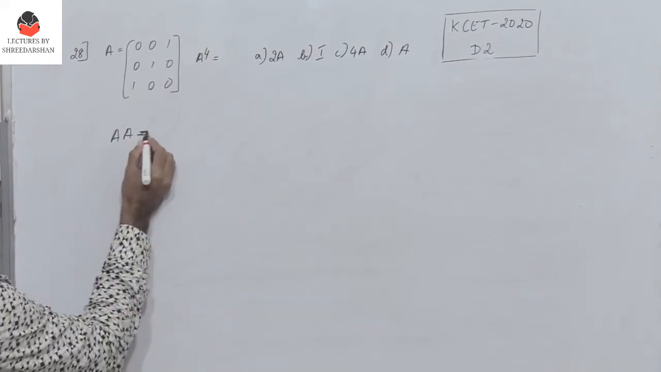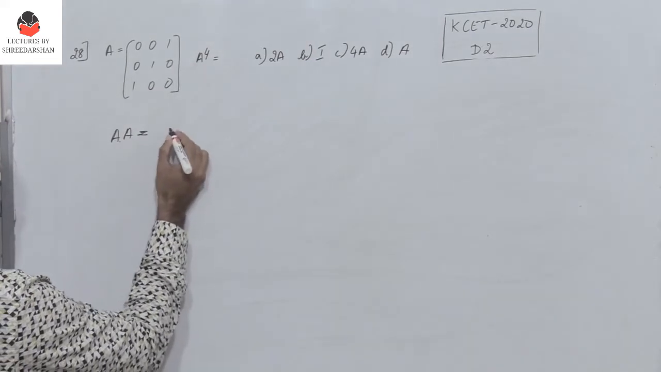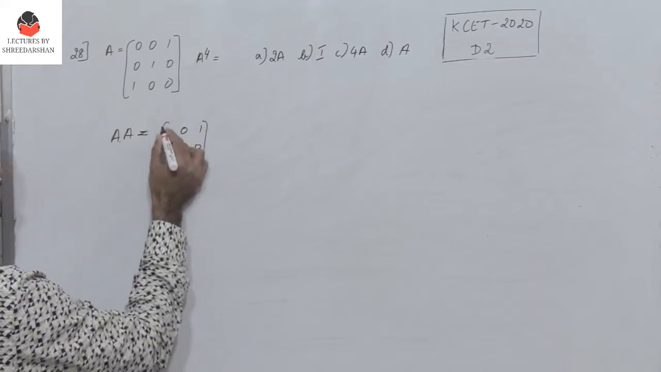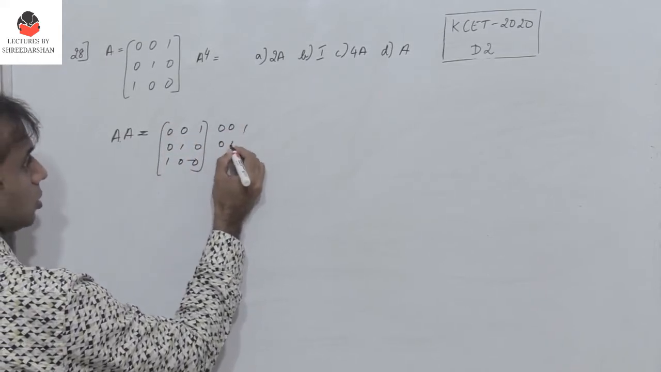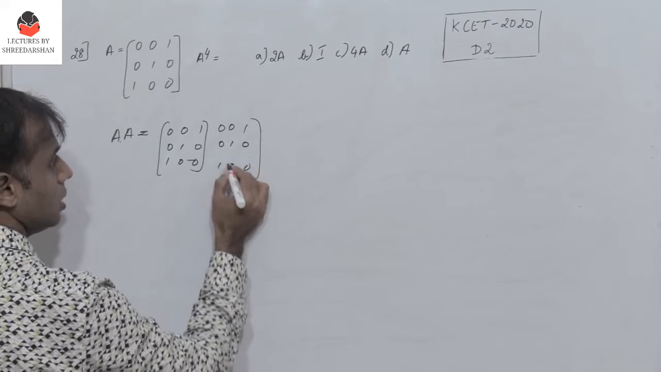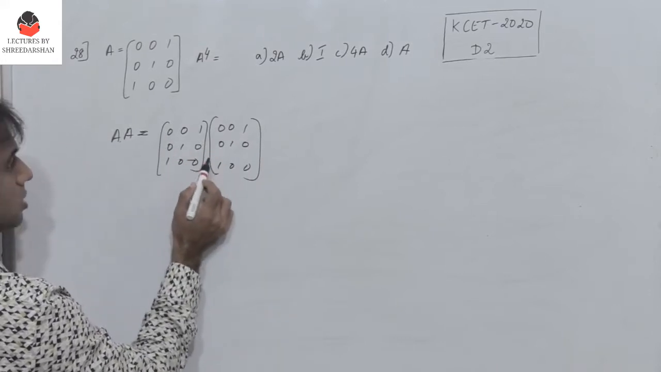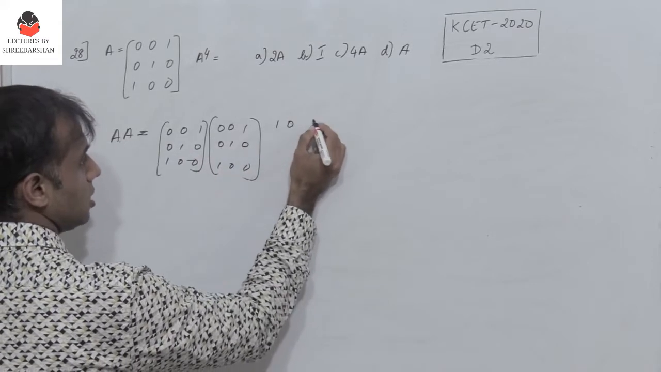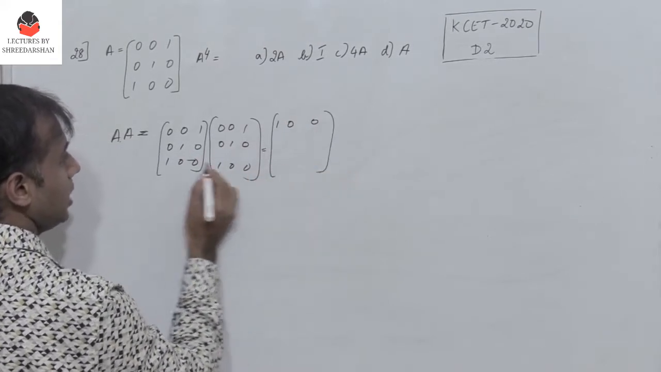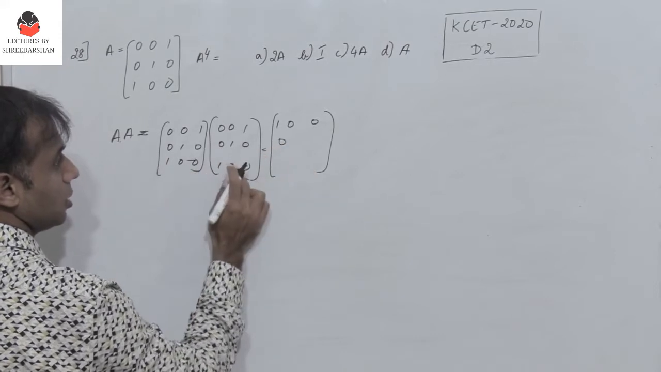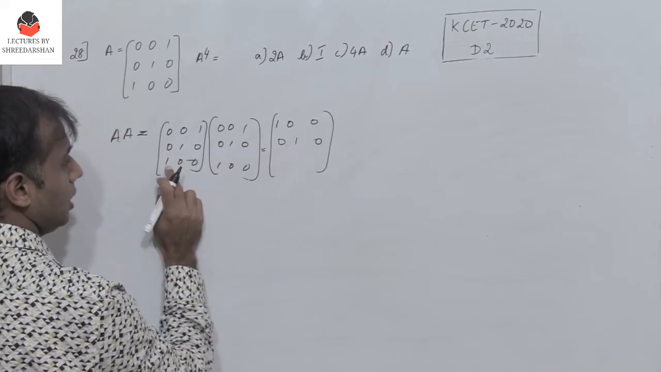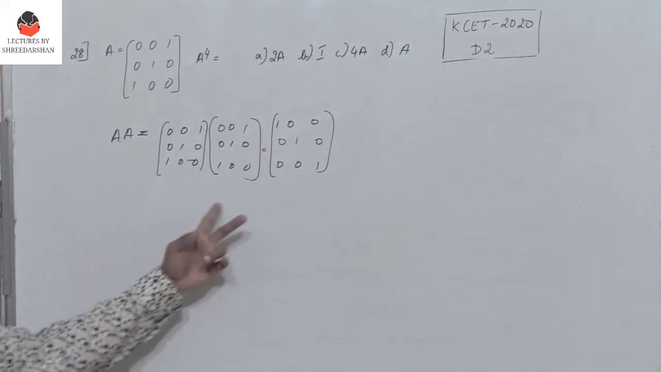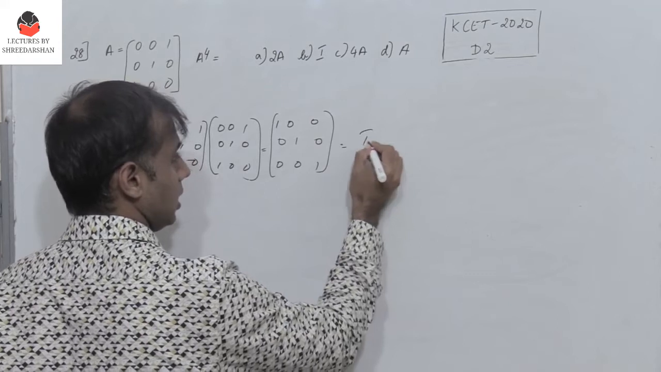So please keep in mind, if I take A into A, so I multiply this matrix twice, so I have 0 0 1, 0 1 0, 1 0 0. Just observe, first row into first column I get 1, then first row into second column I get 0 0. Similarly, I get 0, second row into second column gives me 1 and 0, and then here I get 0 0 1. So just multiply these two matrices, you get the identity matrix I.